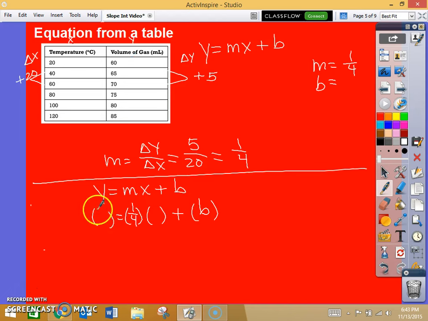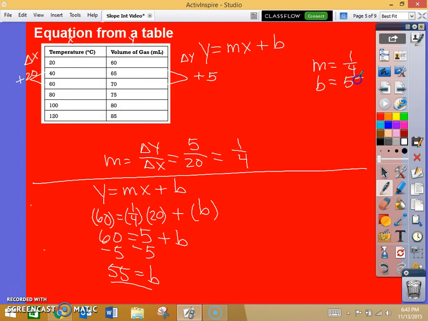So I'll plug in 60 here for my y value. I'll plug in 20 for my x value. And now I have all the information that I need to solve for b. So 1/4 times 20, that's just 5. So 60 is equal to 5 plus b. And then I subtract 5 from both sides. So 55 is equal to b. So now I have my b value as well.